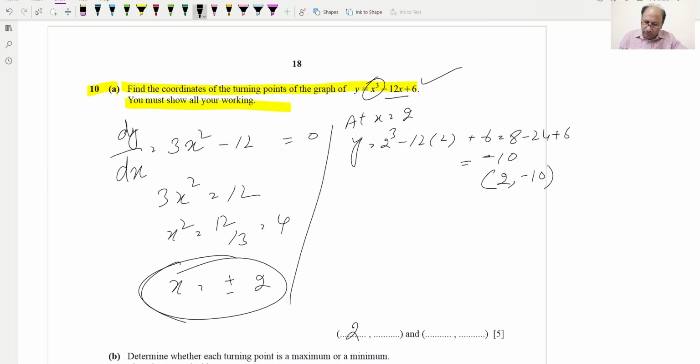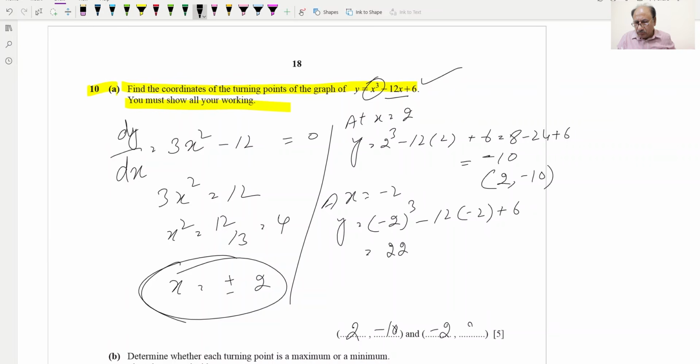So one point will be (2, -10), and when x is equal to minus 2, y will be equal to, if we replace minus 2, minus 2 cubed minus 12 into minus 2 plus 6, and if we simplify this with the calculator, we will get basically 22. So our point will be (-2, 22). You can do this calculation. I think it's simple, so I left it.